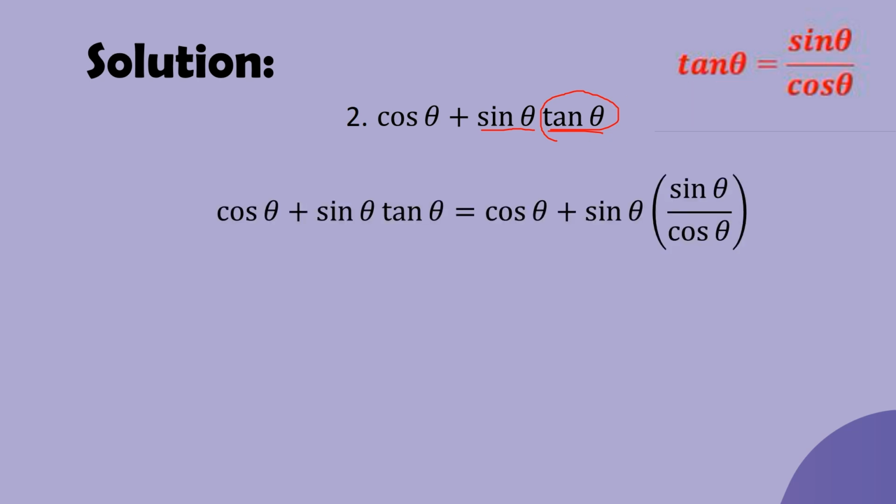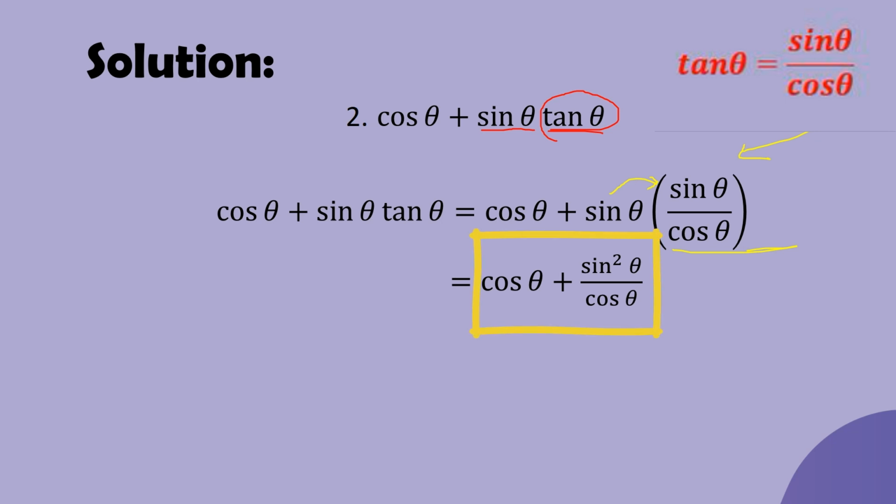So we end up with cosine theta plus sine theta multiplied by sine theta over cosine theta. So itong expression na to, sinubstitute natin dito. So simplified. How do we simplify this? We can multiply sine theta to our sine theta over cosine theta here. So that's just cosine theta plus sine squared theta divided by cosine theta. Are we done here? Hindi pa. Because we can still combine this.